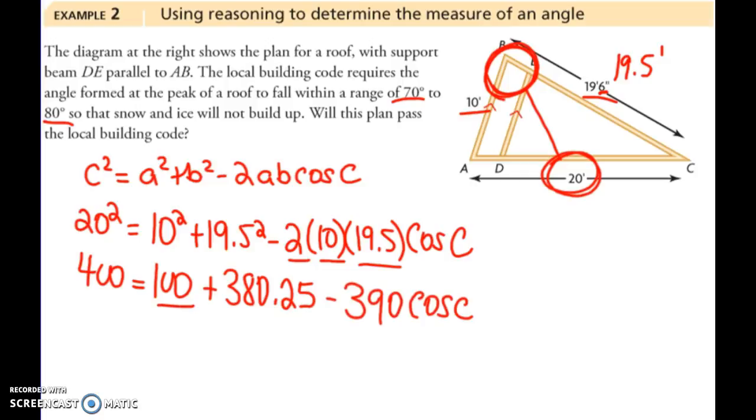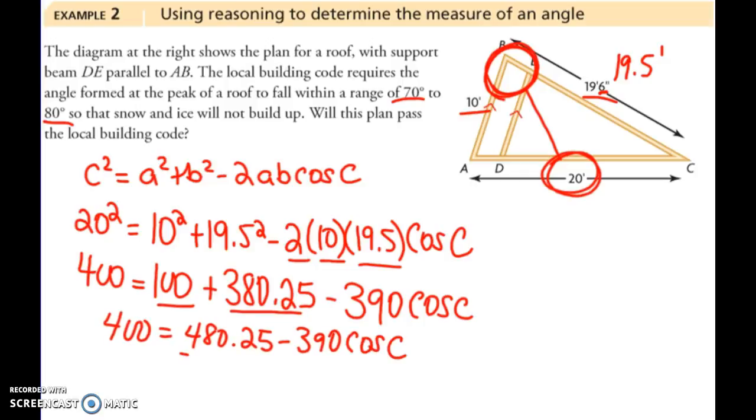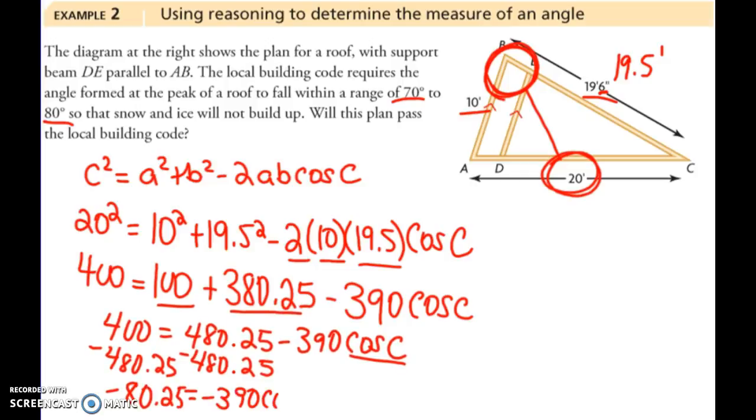So we can put these two together. I mean, that's 480.25. And then we will move this to the other side. We're trying to get cos C by itself. So we'll subtract 480.25 from both sides. So we'll get negative 80.25 is equal to negative 390 cos C. Okay?